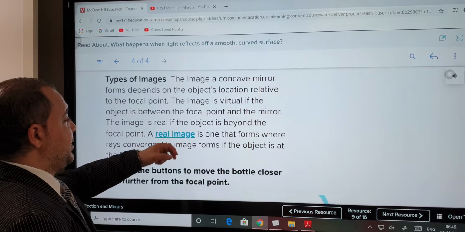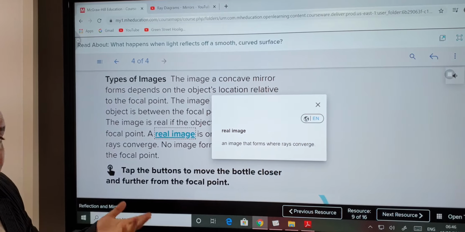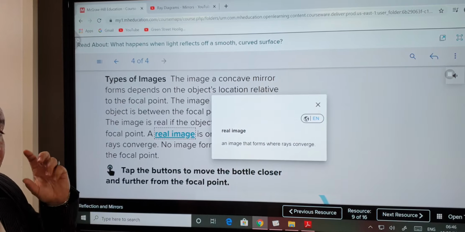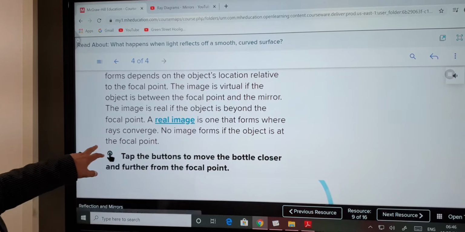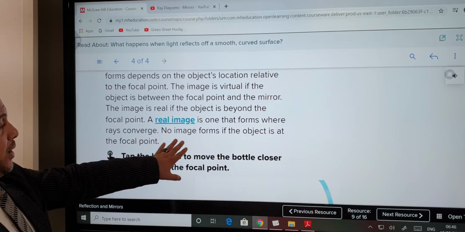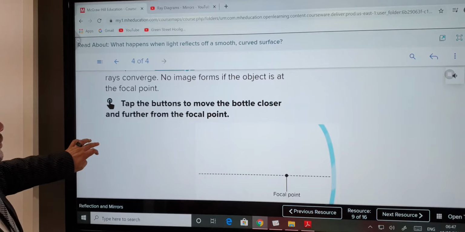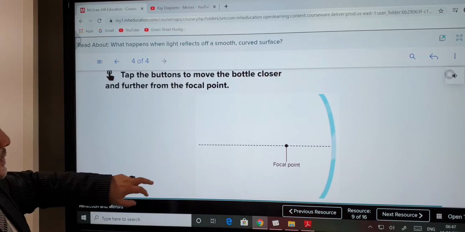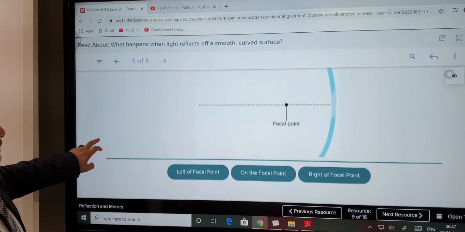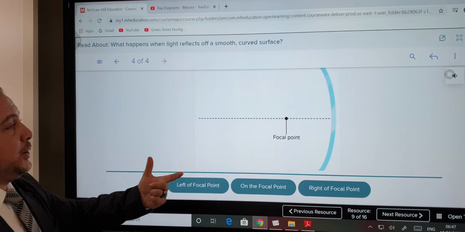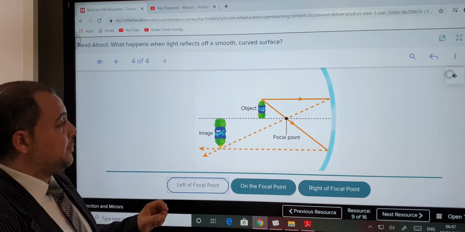What's meant by real image? A real image is an image that forms where rays converge. No image forms if the object is at the focal point. Okay, observe what happens to get this. If we put the object left of the focal point here, what happens?